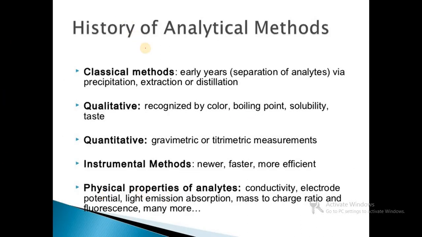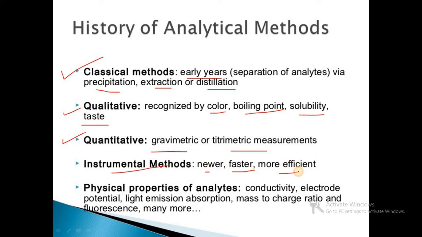So in the case of the history of analytical methods, the classical methods in early years were separation of analytes via precipitation, extraction or distillation, the routine techniques, in which qualitative techniques meant recognition by color, boiling point, solubility and taste. But in the case of quantitative, gravimetric measurements give exact weight determination, or titrimetric measurements give the end point of the titration, and instrumental methods are newer, faster and more efficient techniques.